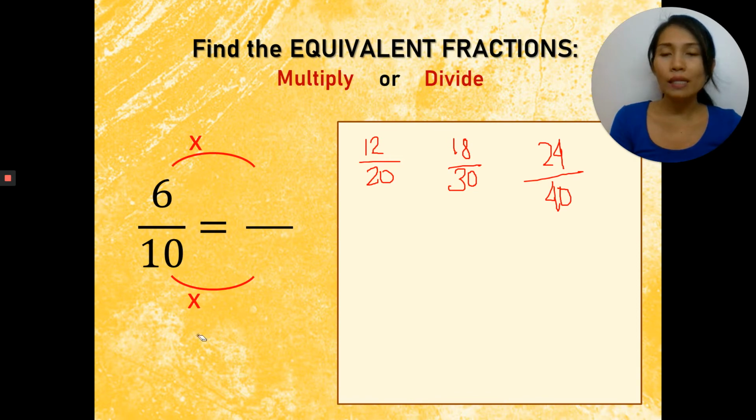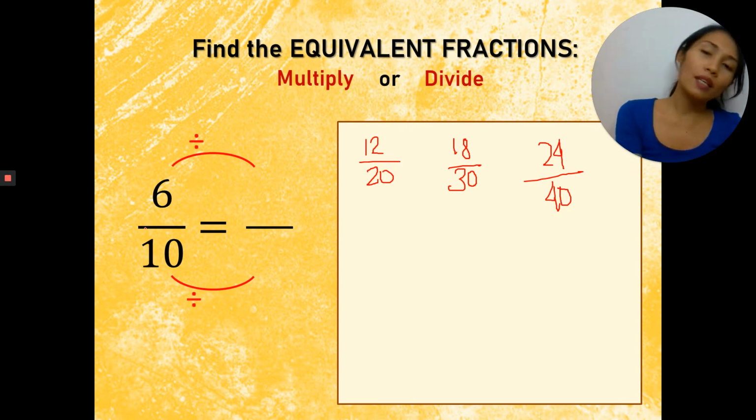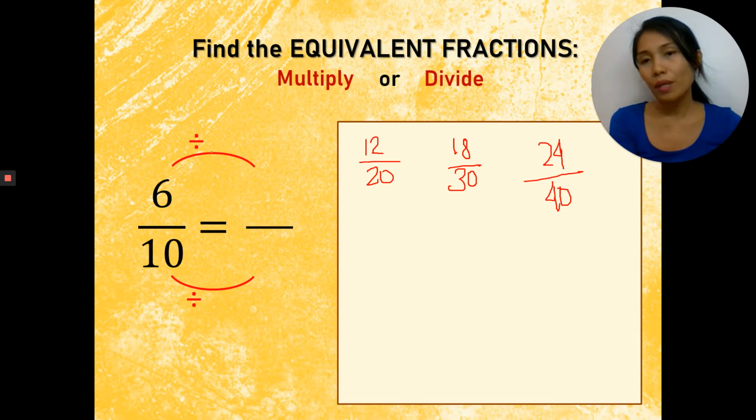Okay, now let's try divide. Actually, it's just the same, but of course it's division. So we reduce the number. When we multiply, that means we expect a bigger number. But when we divide, we expect a smaller number because we are dividing it, we are reducing it. Okay, so let's try division. Whatever we divide in the numerator, we divide in the denominator also.